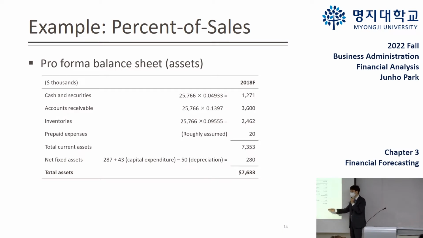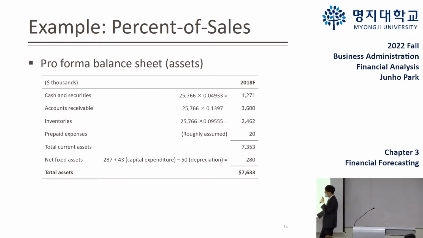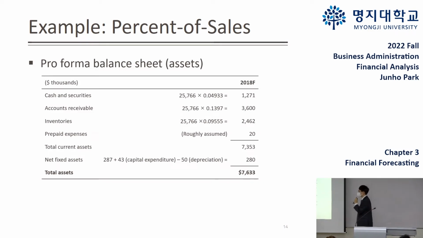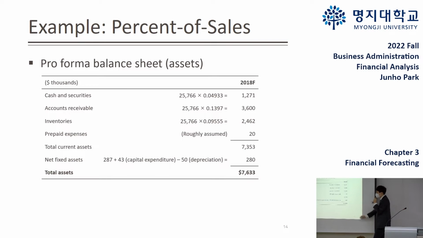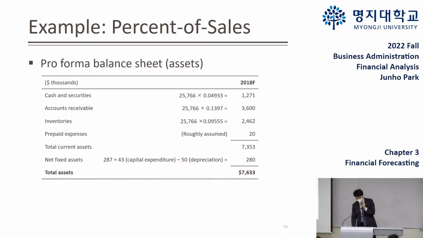And according to the CEO, they are going to invest $43,000 in the purchase of the fixed asset. So the capital expenditure will be 43, and they usually depreciate $50,000 per year. So I'm going to use that number. So anyway, we get the net fixed asset as 280. And as a result, we have the predicted total assets of 7,633.